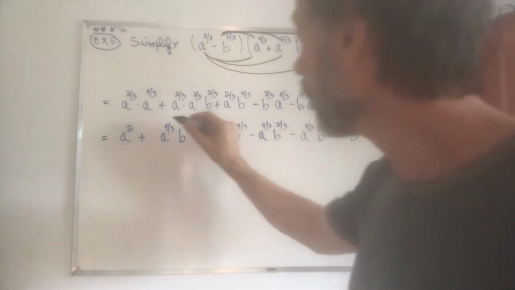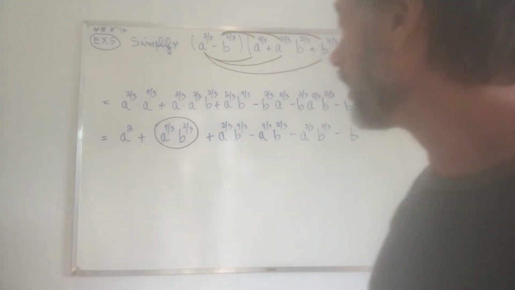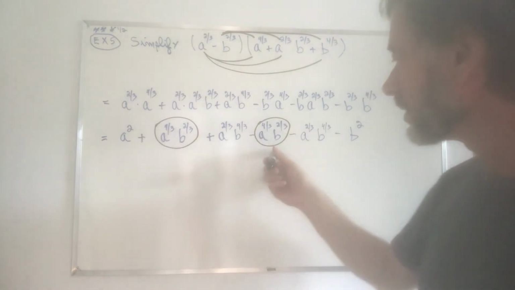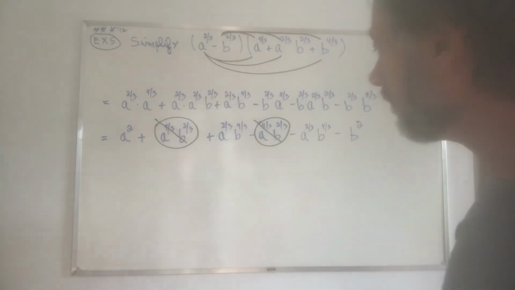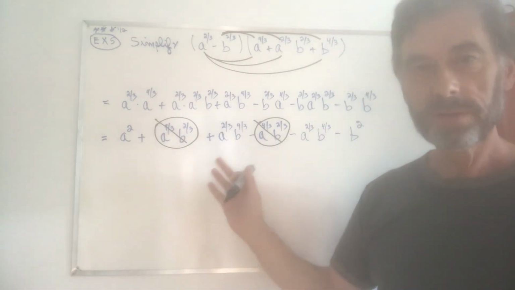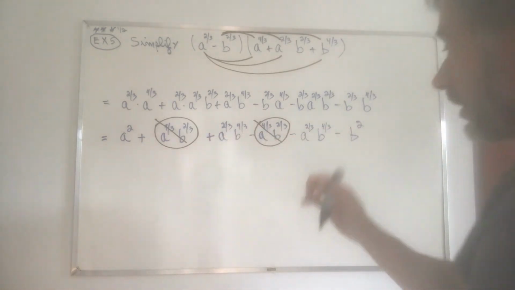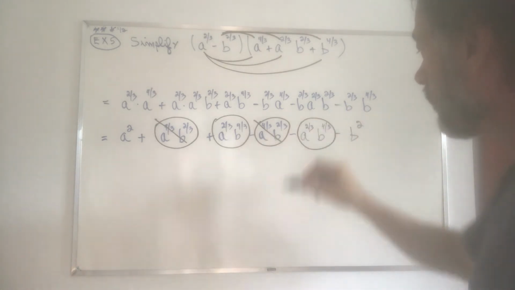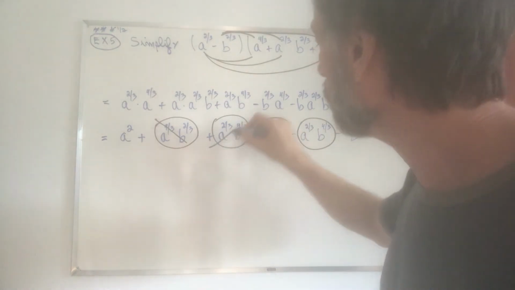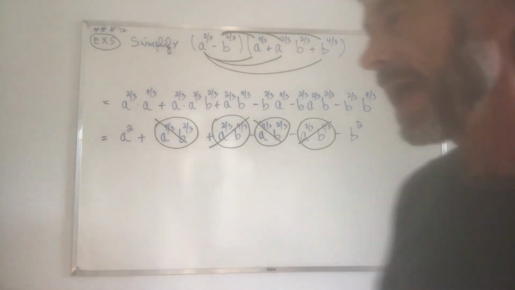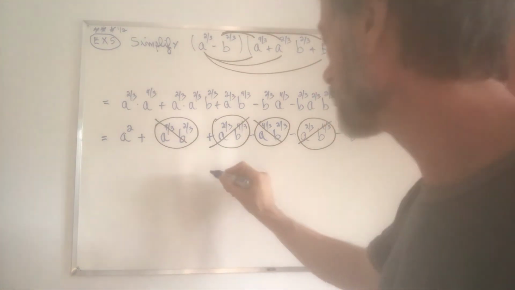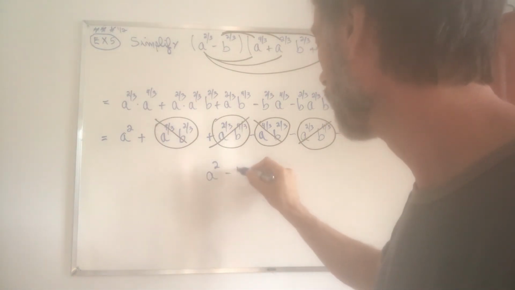Entonces, are there any like terms I can join together? Look, a to the 4/3, b to the 2/3, a to the 4/3, b to the 2/3. One is a plus, one is a minus. Ciao, ciao, bambino. Gone, cancel, right? One's a plus, one's a minus, and they're exactly similar. Same story for a to the 2/3, b to the 4/3, and minus a to the 2/3, b to the 4/3. Ciao, ciao, bambina. They're all gone. And look at that, so very pretty answer. This is a squared minus b squared.